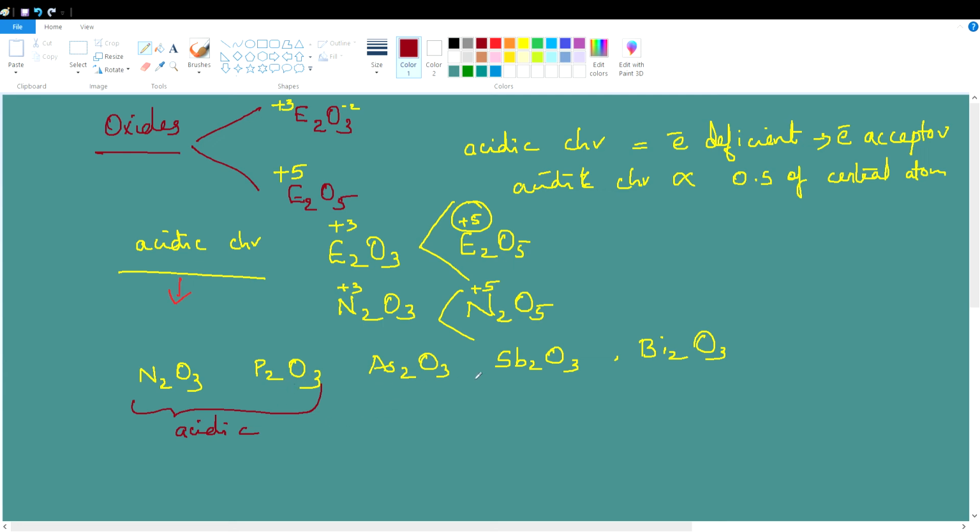Arsenic and antimony, we know they are metalloids, possessing both metallic and non-metallic character. Hence, these oxides are amphoteric, meaning they show both acidic and basic character. Bismuth is a metal, we know. Metallic oxides are basic. So, down the group, acidic character decreases or basic character increases.